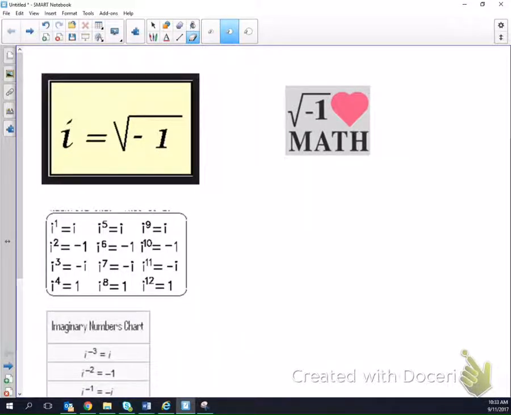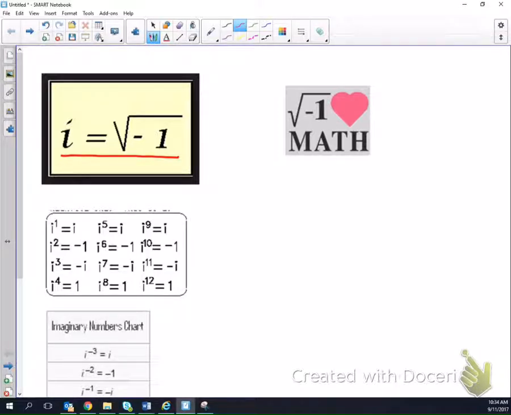Okay, we're going to start off by first talking about imaginary numbers. Now, imaginary numbers are just the square root of -1. That's what the imaginary number is, the square root of -1. It is the number that when multiplied by itself is going to give us -1.